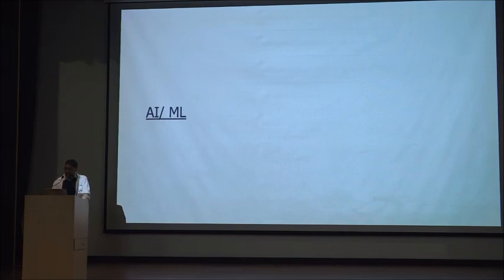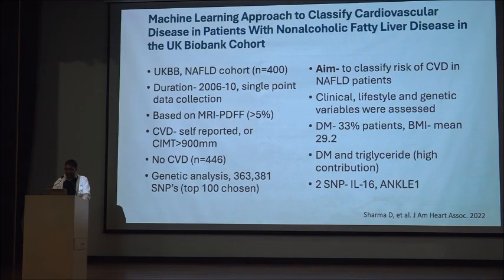So how have machine learning studies incorporated all the non-invasive tests, clinical parameters as well as the genetic factors? This study from Mamta Bhatt's group used a machine learning approach to classify cardiovascular diseases in patients with NAFLD in the UK Biobank cohort. Of the NAFLD cohort of 400 patients, no cardiovascular disease was seen in 446. The samples were collected between 2006 and 2010. It was a single point data collection.